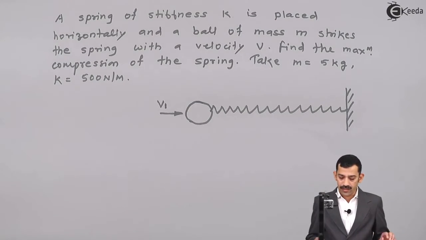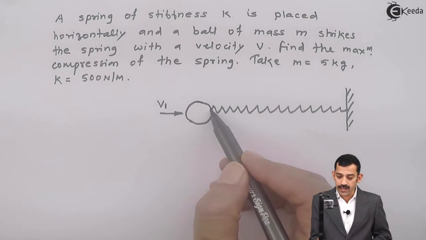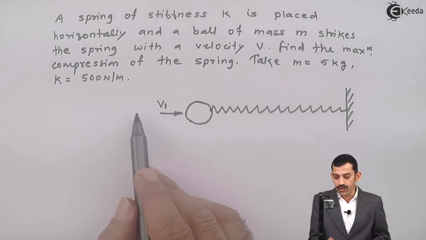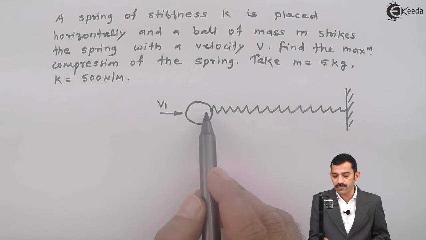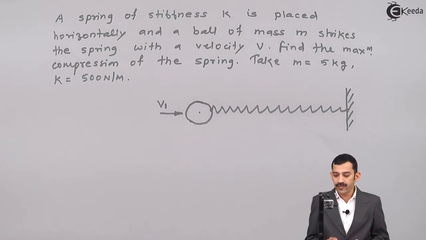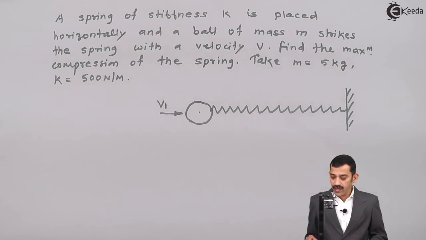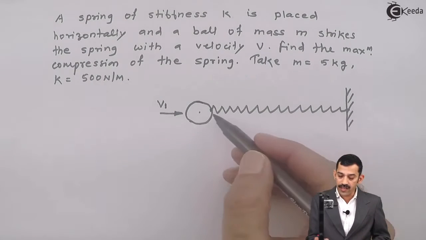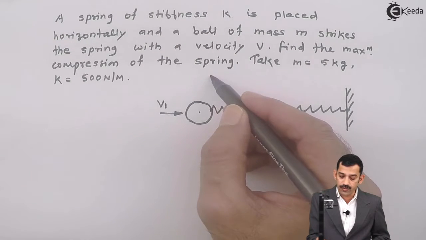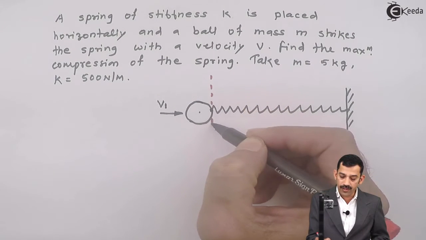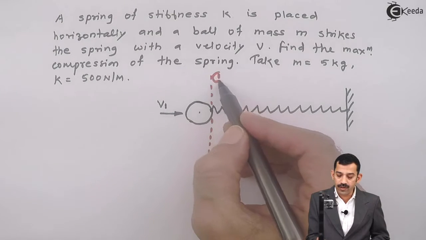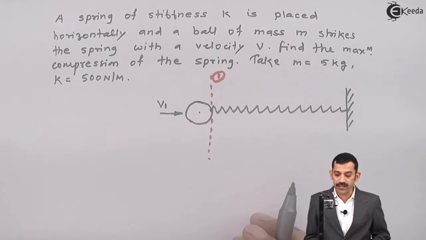Now, this ball is not welded or connected to the spring. What I represented is when the ball is thrown in horizontal direction and strikes the spring, that one has the initial position. At this position, the spring is fixed at one end, the other end is free. That means at position 1, the deformation of the spring is 0, and at position 1, the velocity of the ball is v1.